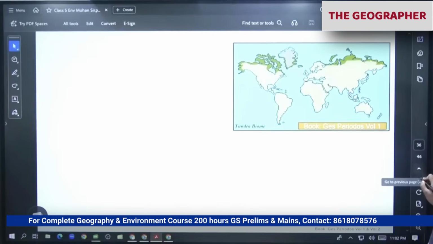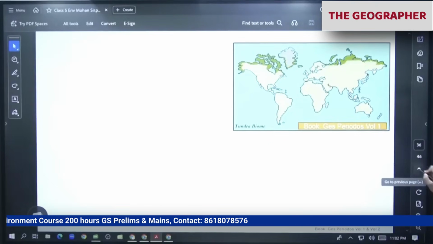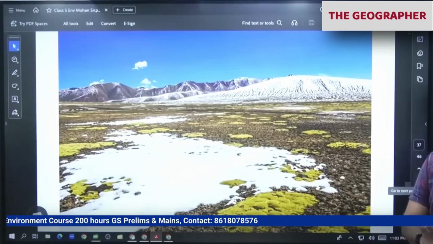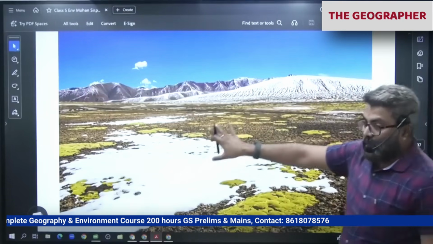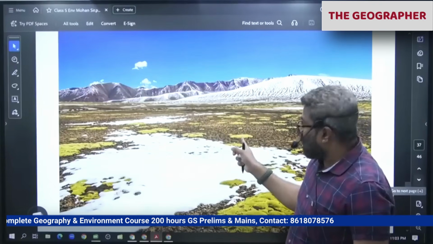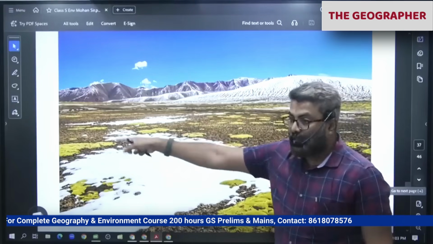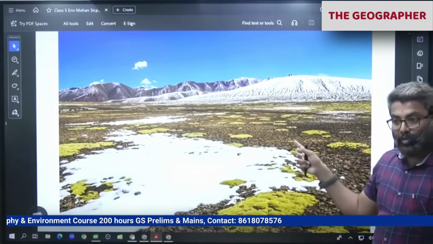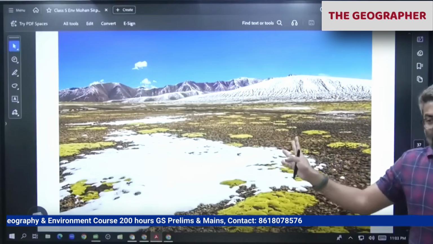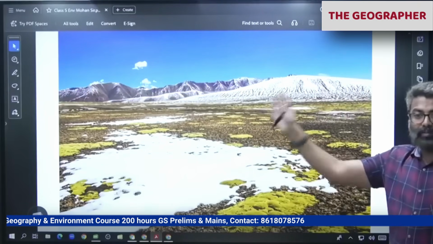This is tundra. Where? Arctic tundra here. And Antarctica. It looks like this. In winter, it will be covered with snow. As summer begins, the snow will melt. We can see some lichens growing here. This patch is lichen. Lichens and mosses will grow like this. This kind of marshy conditions will be there in summer. Again, as the winter comes, all this will be covered with snow again.